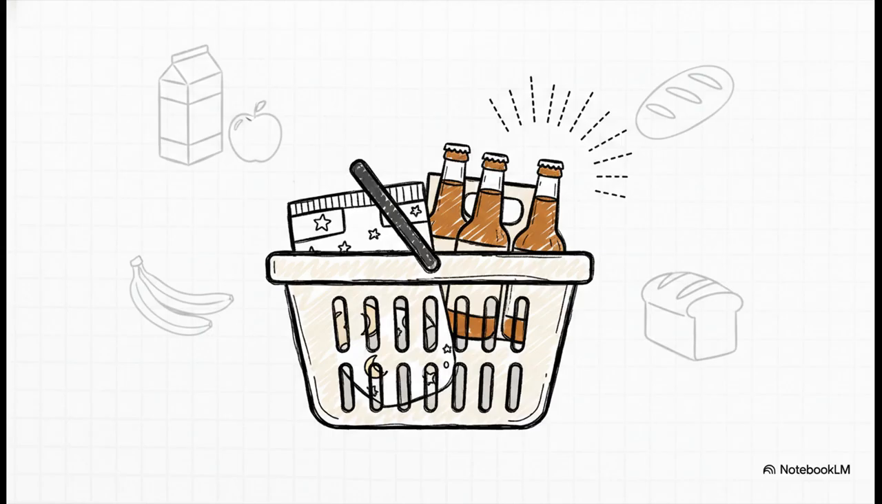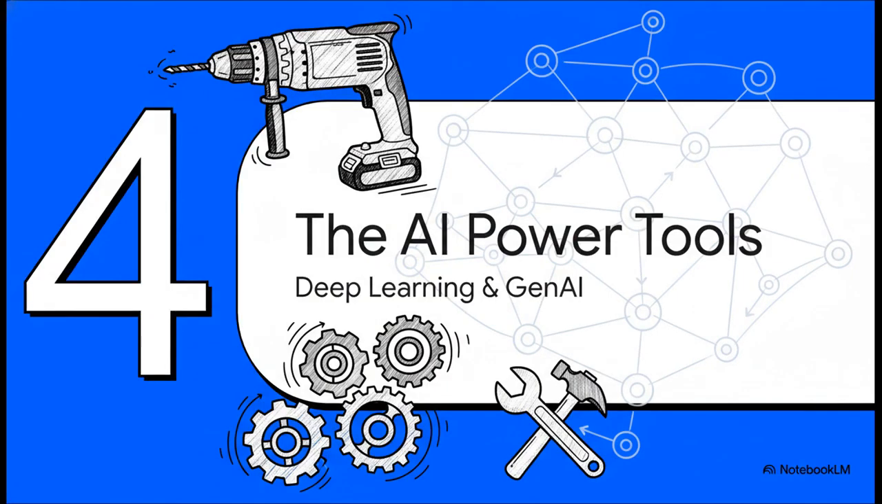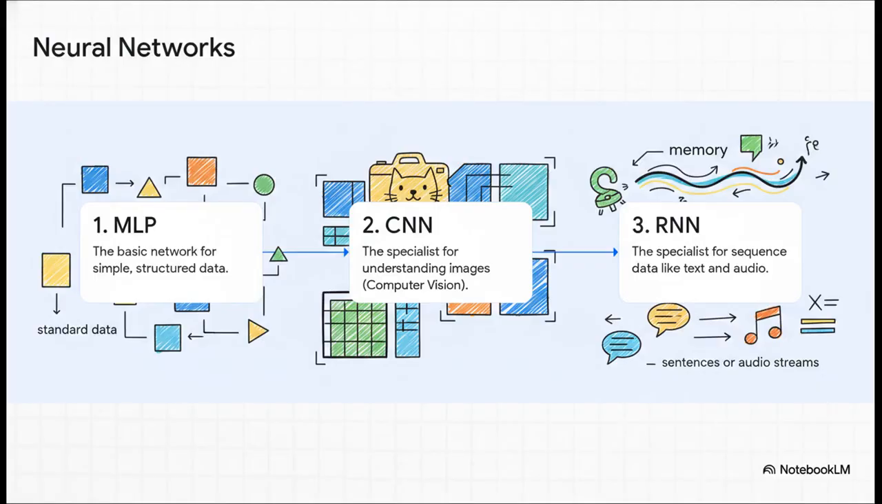So stores started putting them closer together. That right there is the power of finding hidden connections. Okay, now that we've covered the basics, let's get to the heavy machinery, the power tools. This is where we start talking about deep learning, which is really the engine behind the whole AI revolution we're seeing right now. It all starts with something called neural networks.